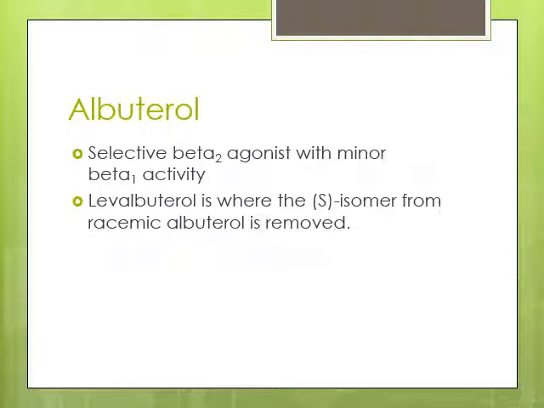As far as skeletal muscle, beta-2 receptor stimulation can lead to tremors. Albuterol has fewer cardiac and CNS effects than some of the other beta agonists, and it's the drug of choice for first-line therapy. Levalbuterol is similar to albuterol, where the S isomer from the racemic albuterol is removed, leaving the R isomer, and it has fewer adverse effects.